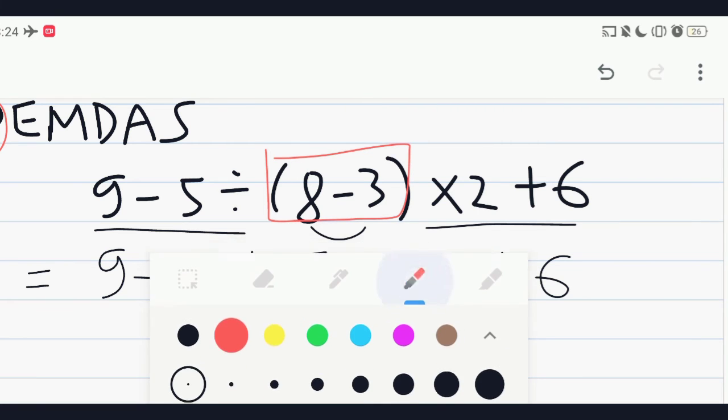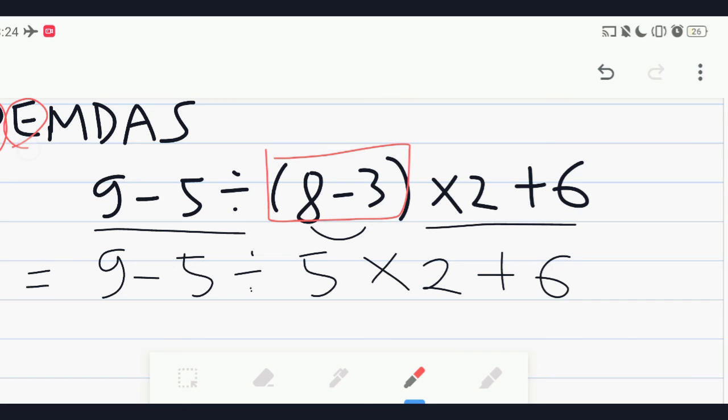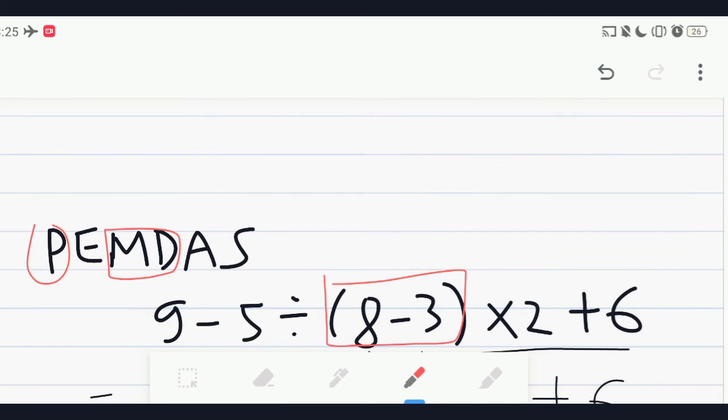Which one do you have to do? Do you have an exponent here? No. If you don't have an exponent, it means you will not use that one. Then the next one is multiplication and division. Remember the rule that I said: you have to go from left to right.